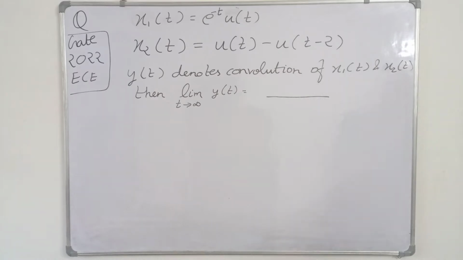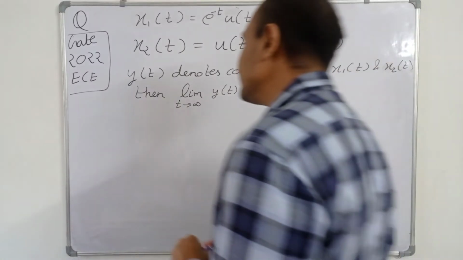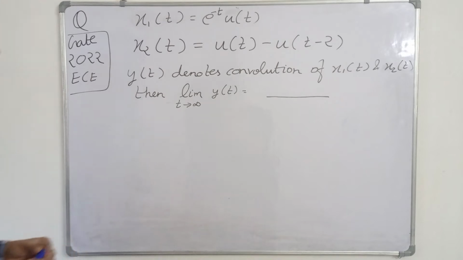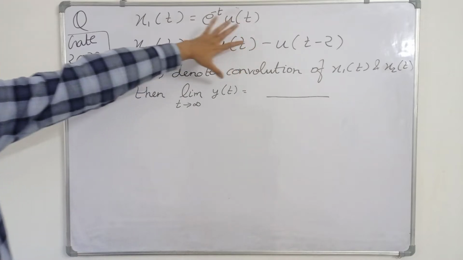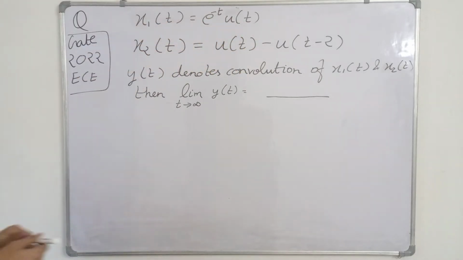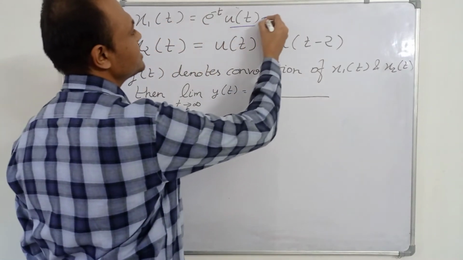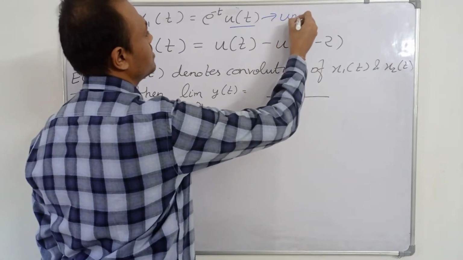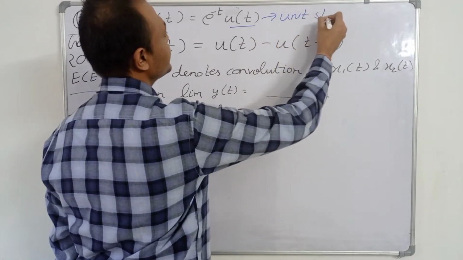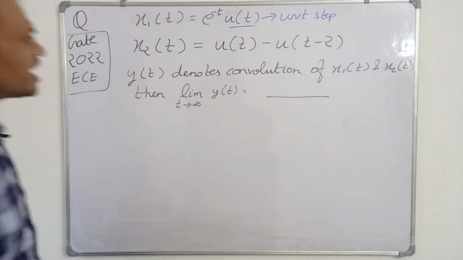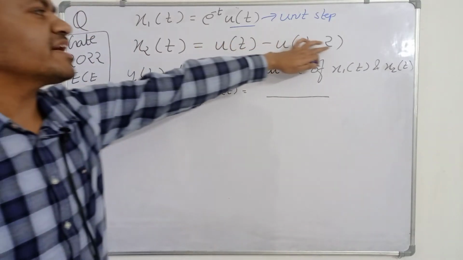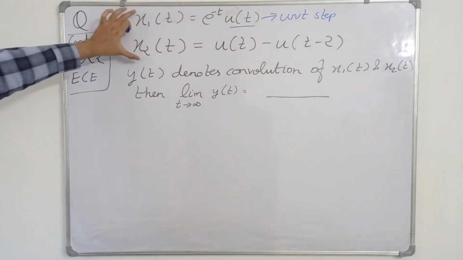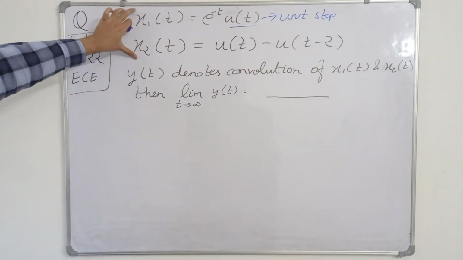In this video, we are solving a question from GATE 2022 Electronics branch. So we are given two signals. X1 of t is given to us as e to the power minus t u of t, where u of t is the unit step signal. So we all know what is a unit step signal. And x2 of t is given as u of t minus u of t minus 2. So these two signals x1 of t and x2 of t are given to us.